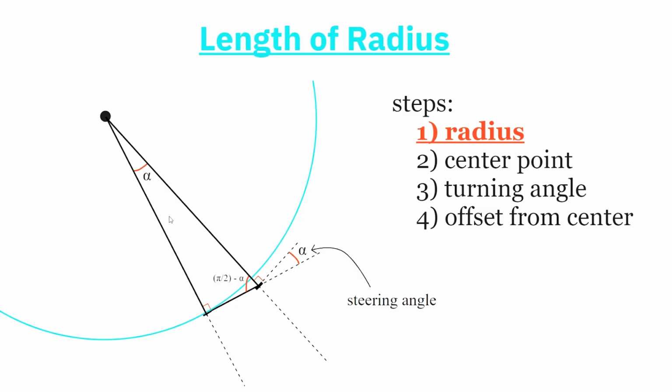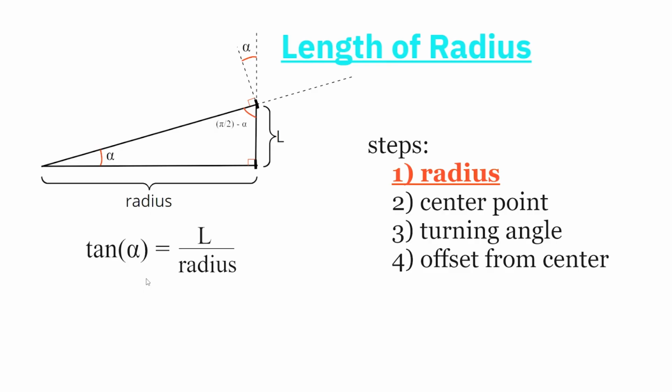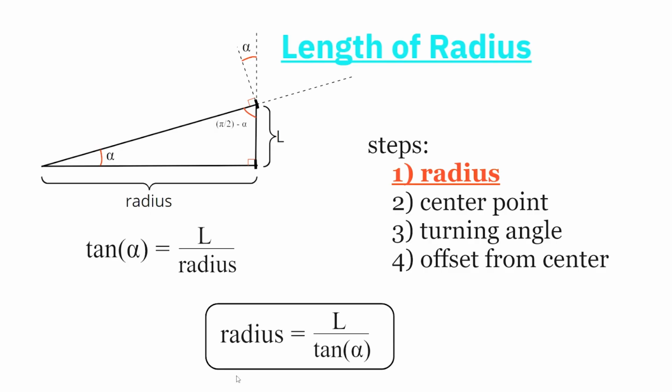Since this side of the triangle is known, the length of the robot, we are able to determine the radius to the rear axle using the tangent of alpha. Here is our formula. Rearranging terms, we can see that the radius is equal to the length of the robot over the tangent of alpha.